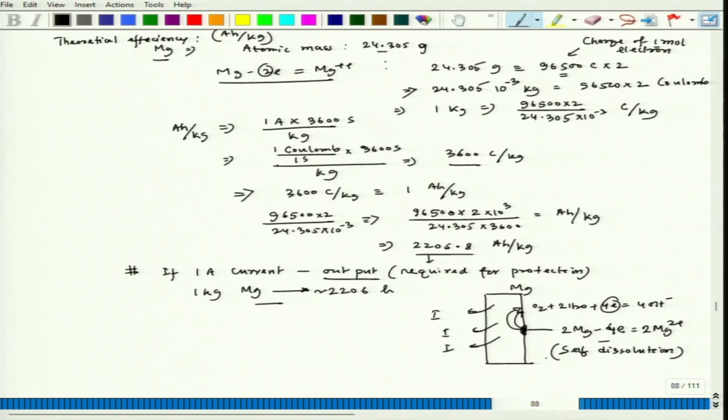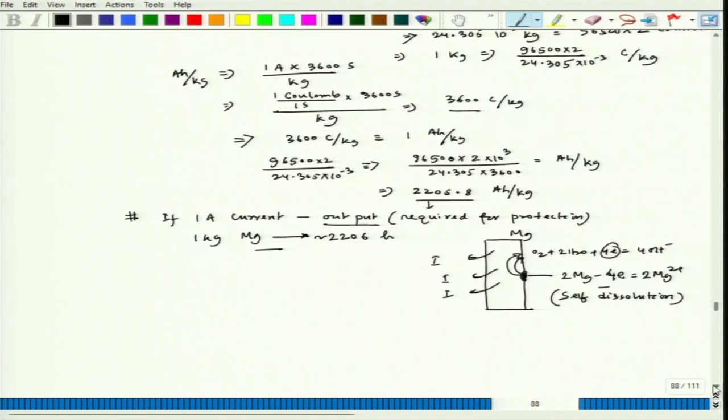And because of this self dissolution, the actual efficiency, that means the actual protection current output we get for a certain period of protection, will be much less. So in case of magnesium, at least pure magnesium, it is close to around 50% to 60% efficiency. Okay, this is the actual efficiency, which is much less than the theoretical efficiency.